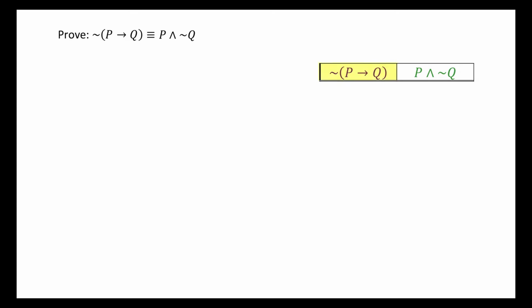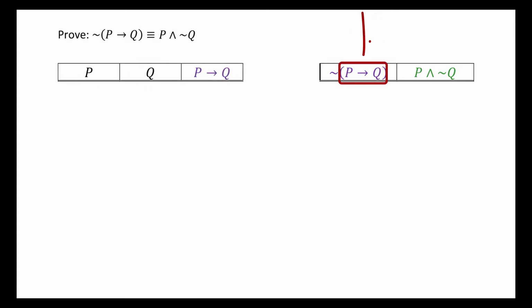For the negation of if P then Q, we will need a P column, a Q column, and an if P then Q column. For the statement form P and not Q, we will need a P column, but we already have one, and we will need a Q column, but we already have that as well. So we only need to add the not Q column.